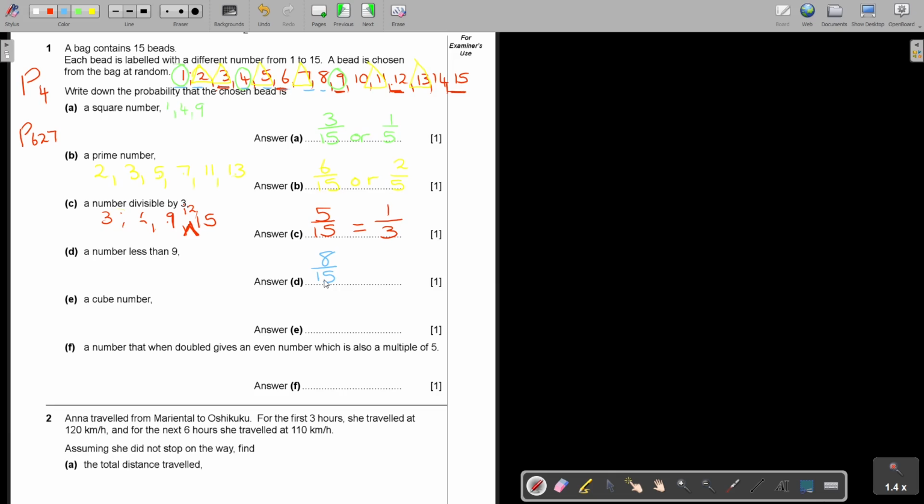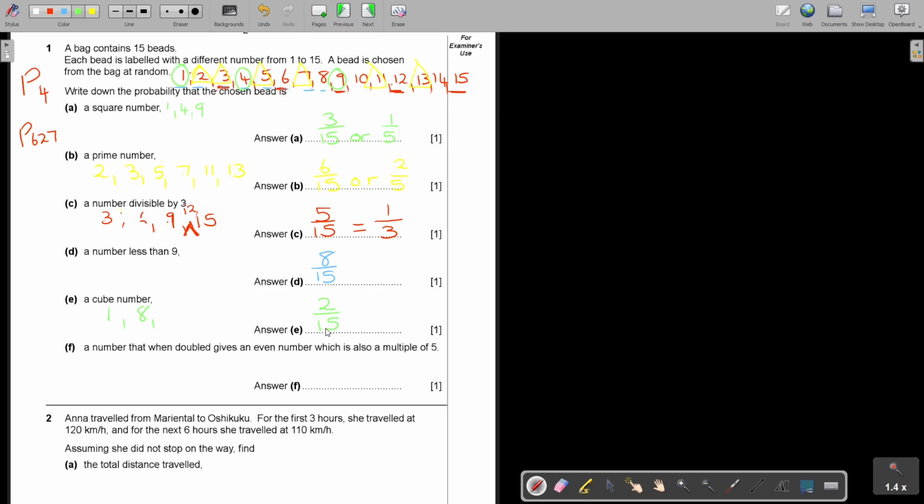Okay. A cube number. Now, what are cube numbers? Cube numbers are numbers multiplied by themselves 3 times. So 1 times 1 times 1 is 1. 2 times 2 times 2 is 8. 3 times 3 times 3 is 27. And that will be too big. Do you follow? So in this case, it's just going to be 1 and 8. So it's just going to be 2 out of 15.